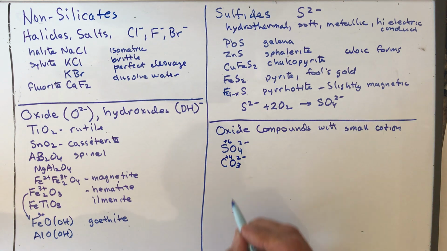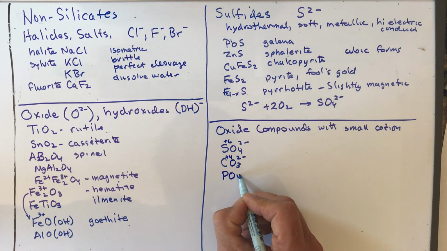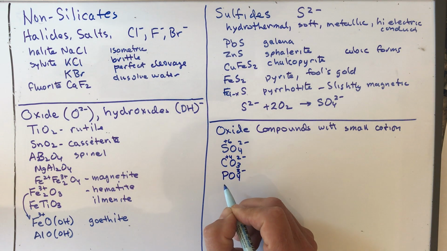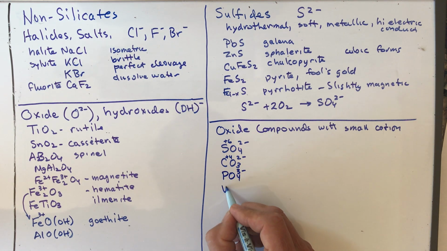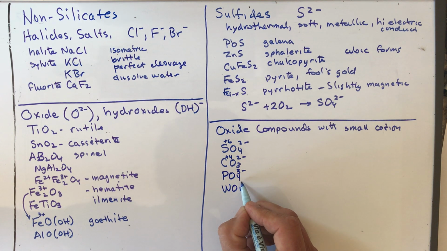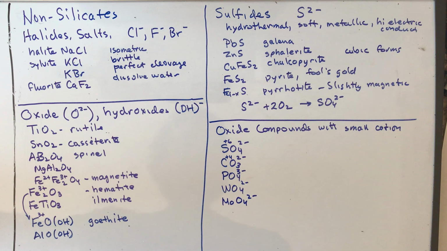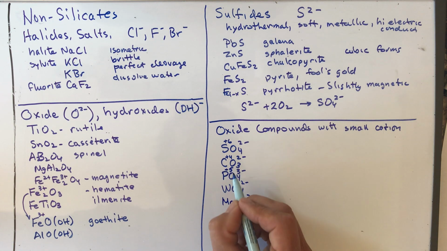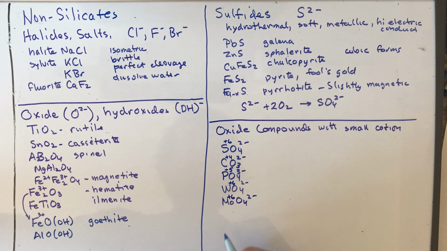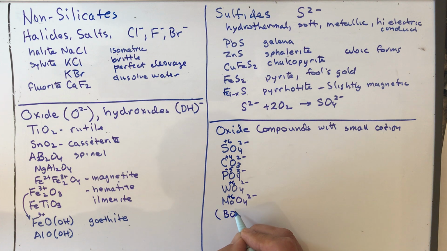In addition, there is PO4 3-, the phosphate group. And then there's the tungstate group 2-, and the molybdate group 2-. Phosphorus is +5, tungsten is +6, molybdenum is +6, and then a similar compound, the borate group, BO3 3-, and this is a 3+ cation.